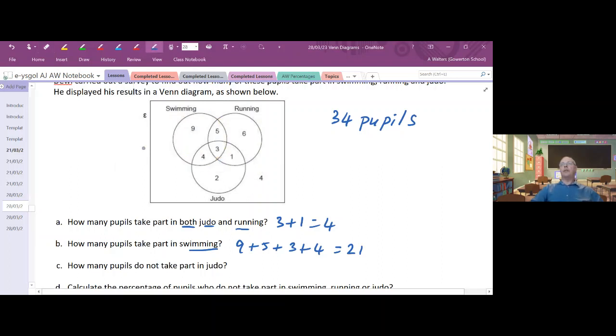The next question, how many pupils do not take part in judo? So that's everyone outside of this circle here, judo. Everyone outside of that. So I'm going to add up the 9 and the 5 and the 6 and the 4. And I believe that comes to 24.